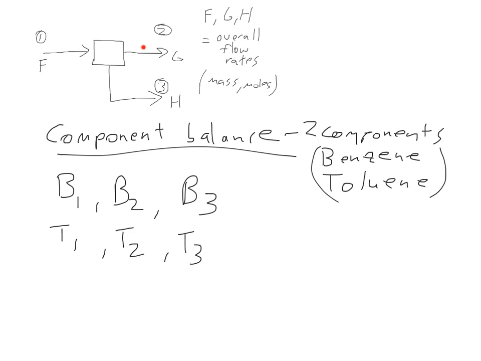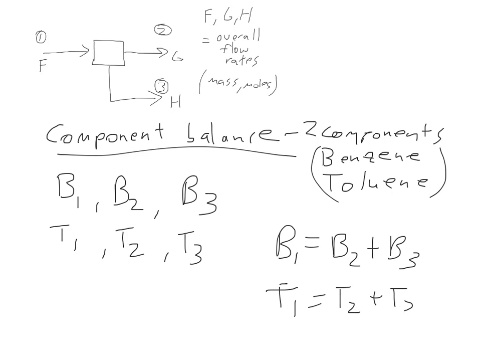B2 represents the flow of benzene in the second stream. B3 represents the flow of benzene through the third stream. And the same with T1, T2, and T3. And I can go ahead and write overall balances here. B1 is equal to B2 plus B3. And then T1 is equal to T2 plus T3. And now we have the variables defined. If this was a real problem, I'd want to make sure that I write out my variables here on my flow chart, my block diagram. I'd write B1 here, B2 here, and B3 here, same T1, T2, T3.